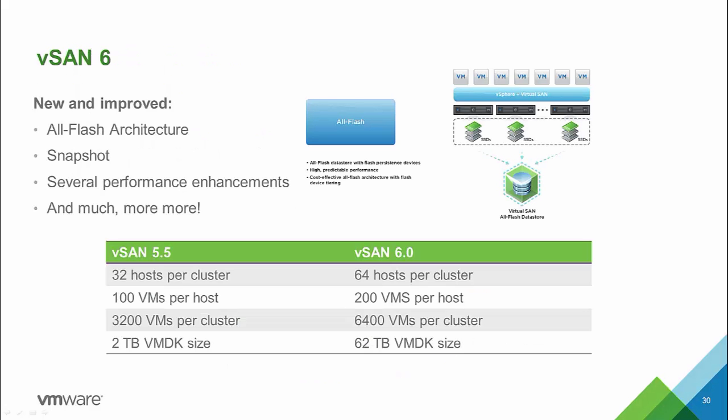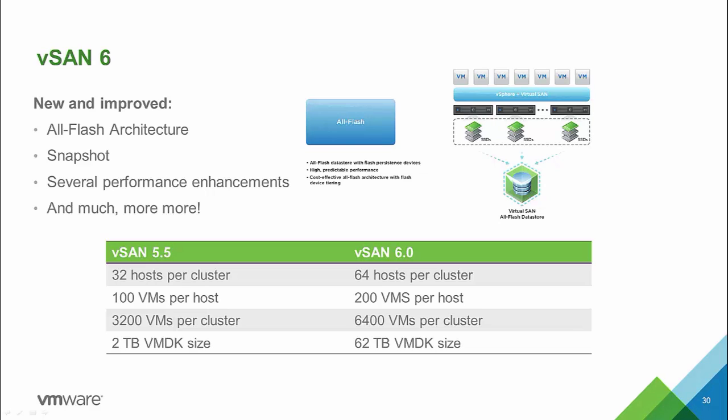vSAN also saw significant improvements. As an example, now it allows you to have a full all-flash architecture, while before you could only use the flash for caching. Also, the support for snapshots was improved. Before, although 32 snapshots were supported in a chain, VMware recommended that only 2 or 3 snapshots be used in a vSAN cluster. vSAN 6 fully supports all 32 snapshots.